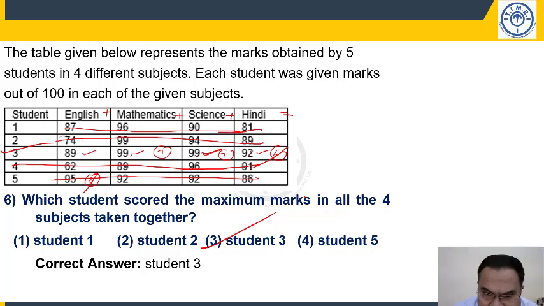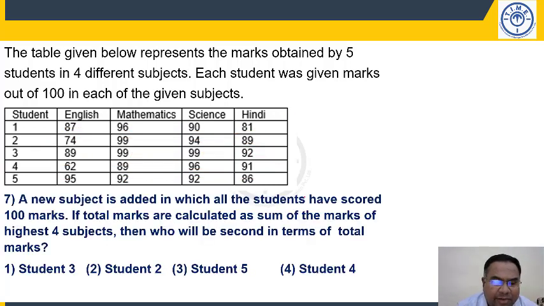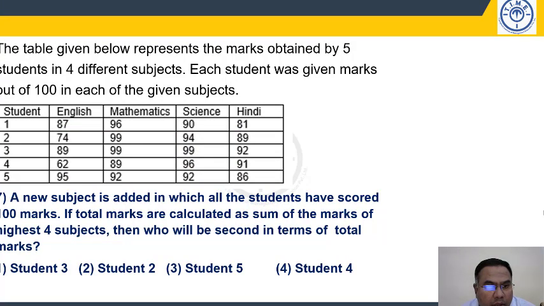So this is question number 6, similar to question number 5. Question number 7, students. A new subject is added in which all the students have scored 100 marks. If total marks are calculated as sum of the marks of highest 4 subjects, then who will be the second in terms of total marks? Right, students, start this. We will discuss. Try this.